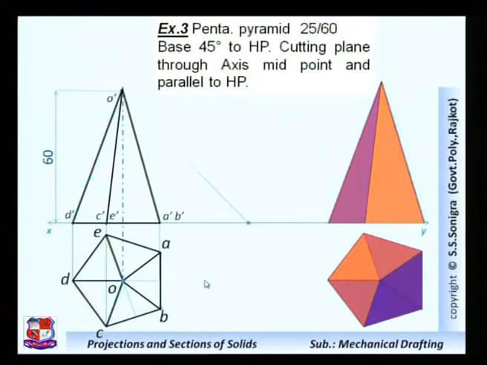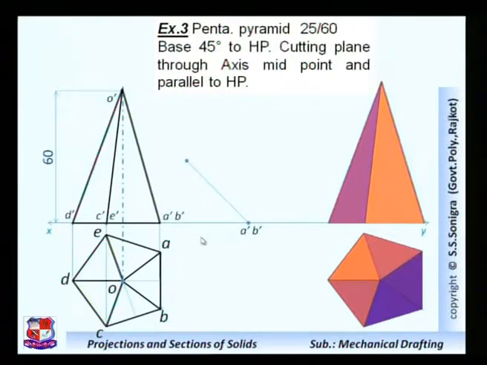Now second, this is the base which makes an angle of 45 degree to HP. So here it is given that the base makes an angle of 45 degree. So we have to tilt this solid in such a way that this base ABCDE makes an angle of 45 degree with XY line. So first draw a line at an angle of 45 degree with XY line.